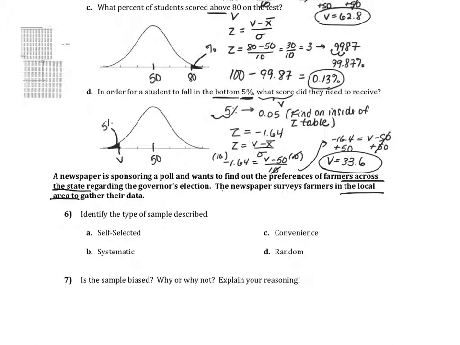You're doing what is easiest, what's the most convenient. So this would be an example of convenience. And then you'd want to decide if you feel that this is a biased or unbiased way of sampling. And for this example, I would say that this is a biased sample because we are only surveying farmers that are in the local area. We did not survey farmers in other areas of the state. So we'd say biased.